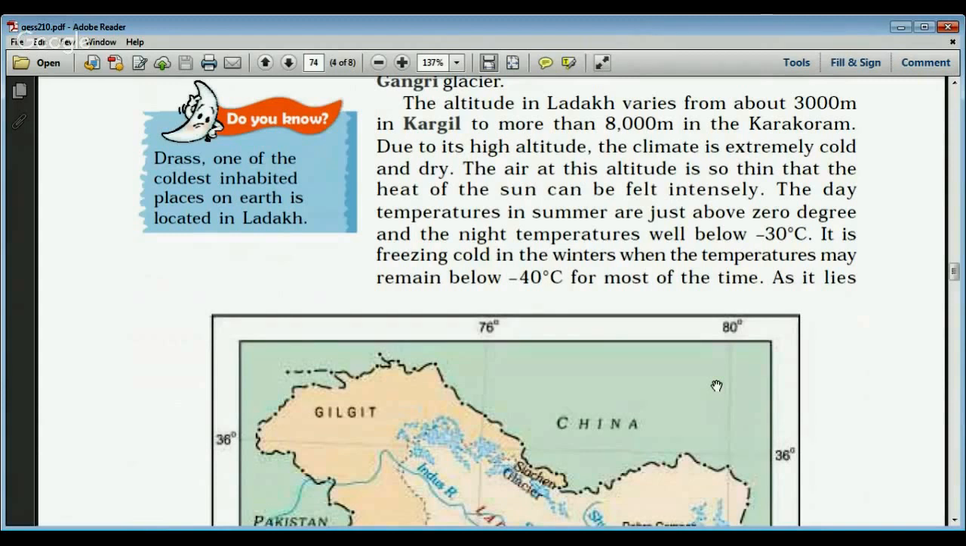So sun rays will hit your body directly, and they will induce more intensity, and you will feel more intense heat. The day temperature in the summer may just go above 0 degrees, and the night temperature may go down to -30 to -40 degrees Celsius. And it is very freezing cold in the winters, and temperature may remain below -40 for most of the time.